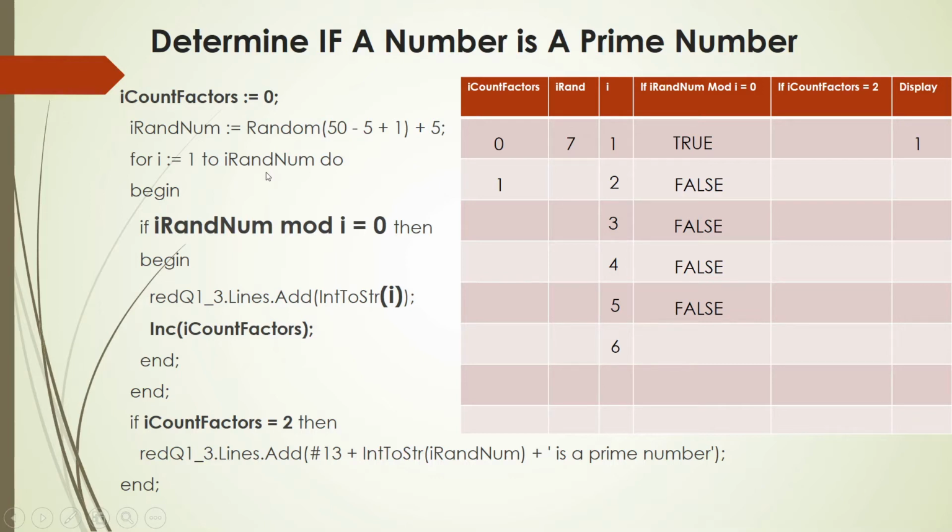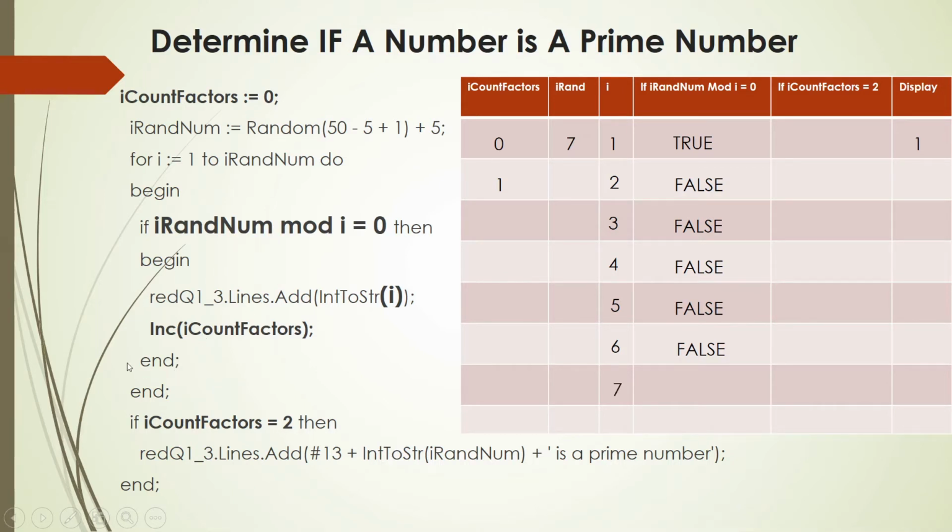Remember, this is an iteration loop. On every iteration, it increments by 1. So hence, I is going 1, 2, 3, 4, 5, 6. So I check the condition, 6 is less than or equal to the random number, which is 7, true. I then come into my if statement, and I'm checking if 7 mod 6 equals 0. False. If it's false, nothing happens.